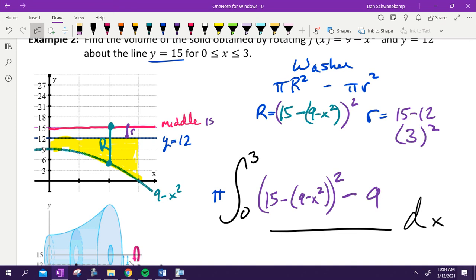Where 15 where? Like here? The 15 represents the middle of a circle. If I were to ask you to find the radius of a circle, do you need to know where the center is? Yeah. Absolutely. And since I'm revolving around the line 15, that is the center. Okay? Yesterday we didn't need that because we always revolved around an axis, which is 0. So we always said minus 0 yesterday. I think you asked me that same question yesterday. Okay? But in this case, we got to include the center because the center has moved.